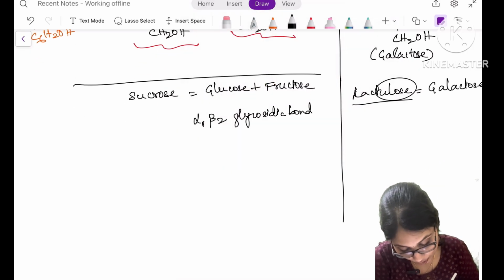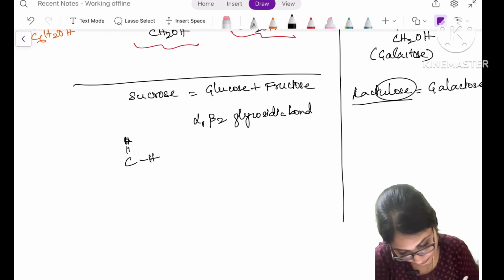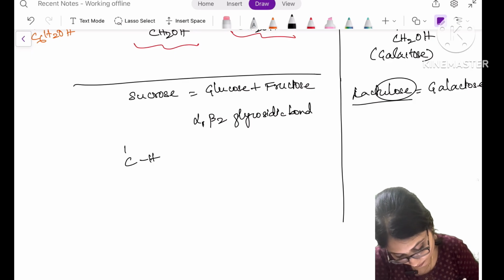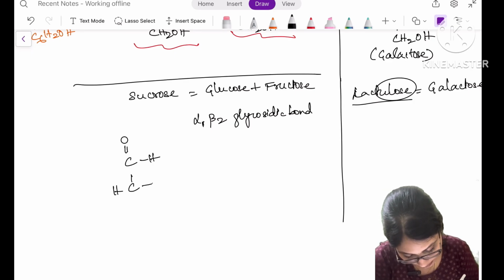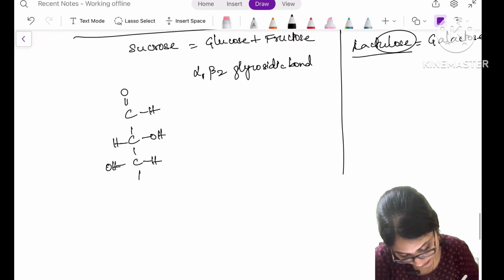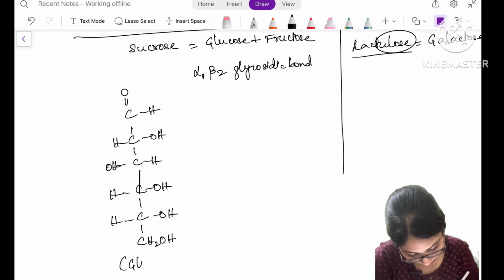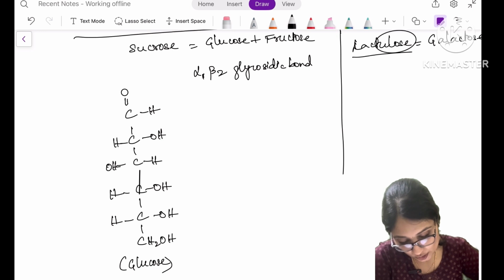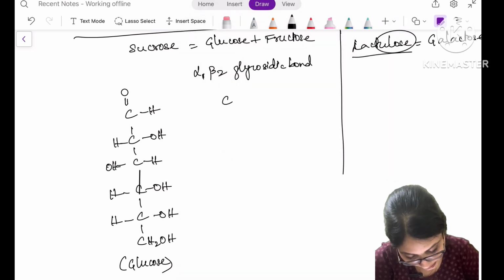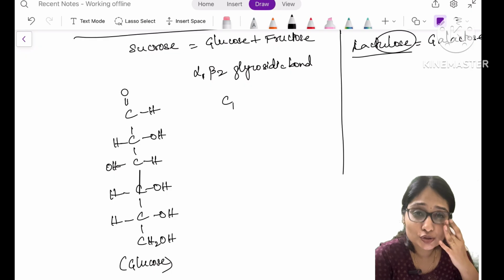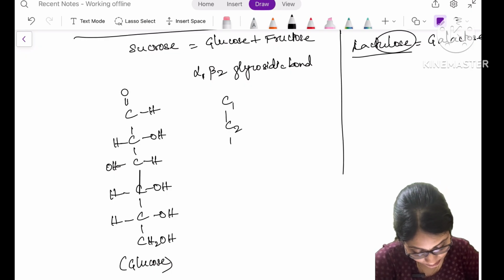Now let me draw glucose and fructose. For glucose, we all know the formula: C double bond O and H, and then we have CHOH, COH, CHOH, CHOH, and then CH2OH. So this is nothing but glucose. Fructose, I'll simply draw it this way. Fructose is also a hexose. I'll draw 6 carbons.